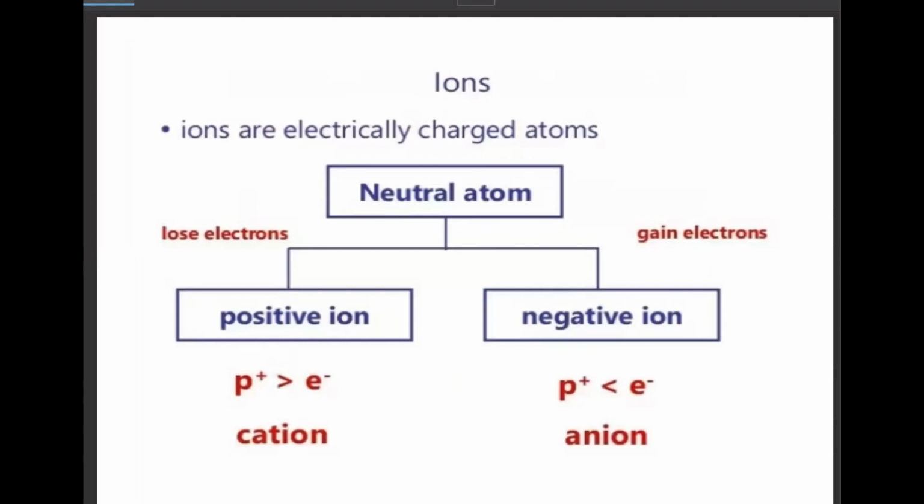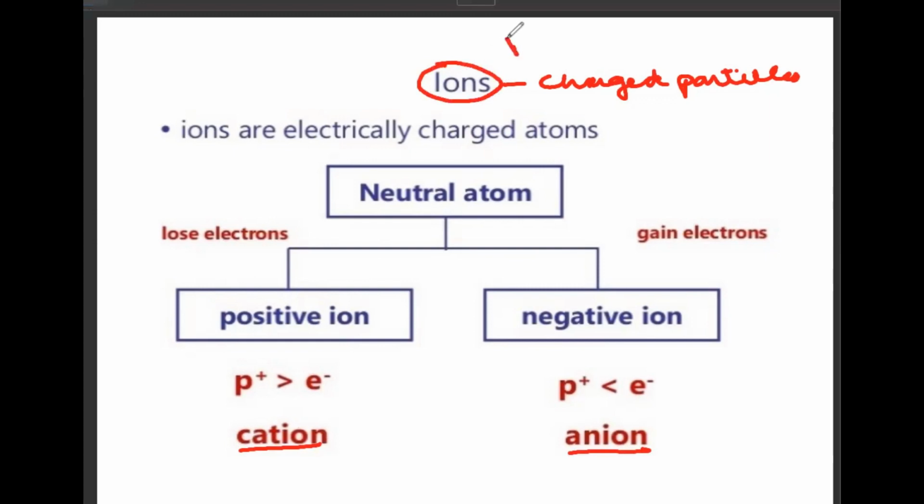So ions are basically charged particles, right? Either they are going to be positively charged or negatively charged. If they are positively charged, we call them cations. If they're negatively charged, we call them anions. They are charged particles because here the number of protons and the number of electrons are not same, like we had in the atom.